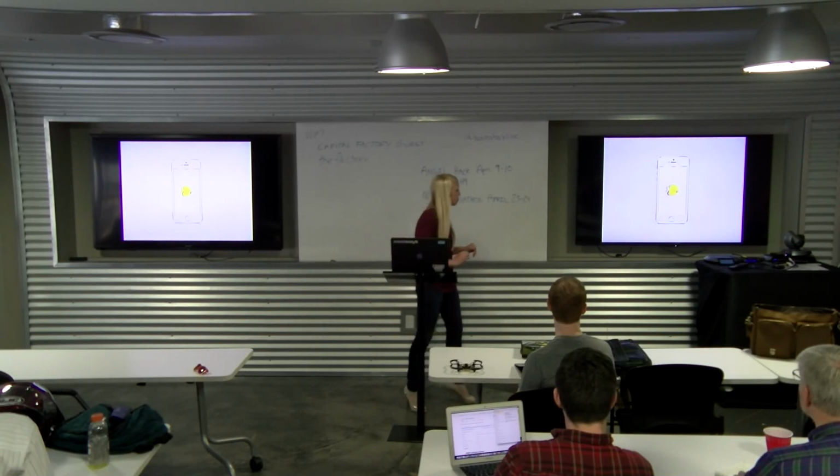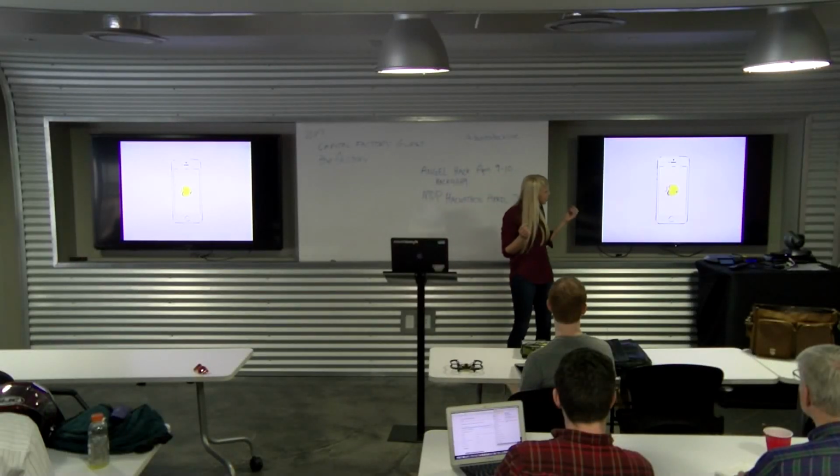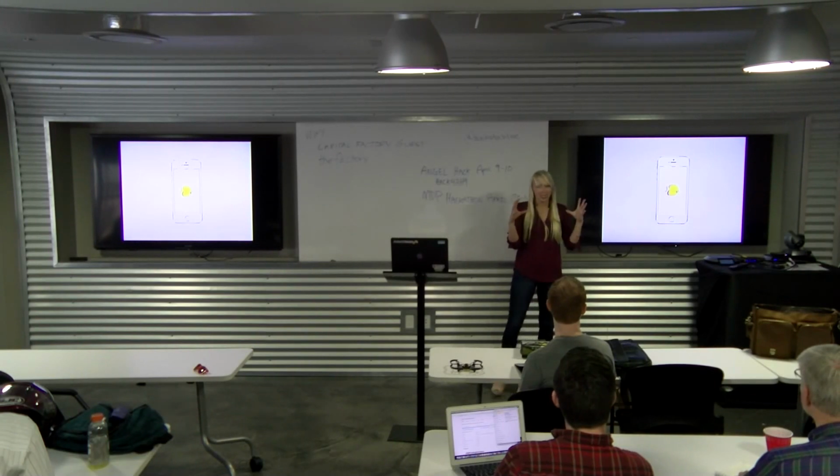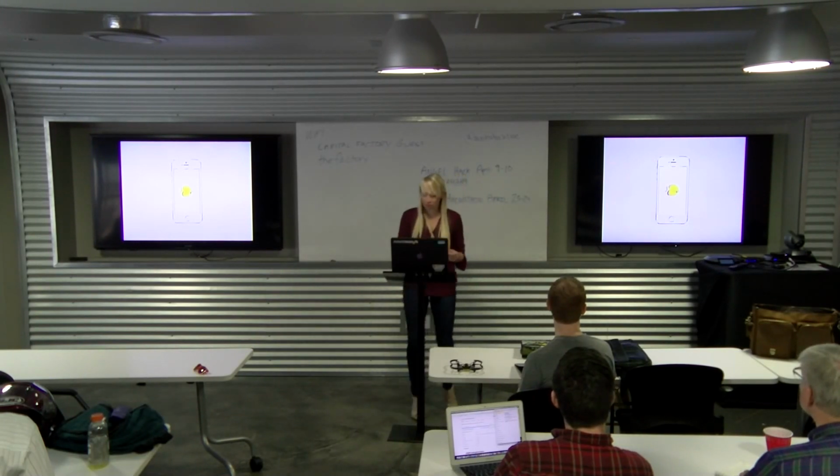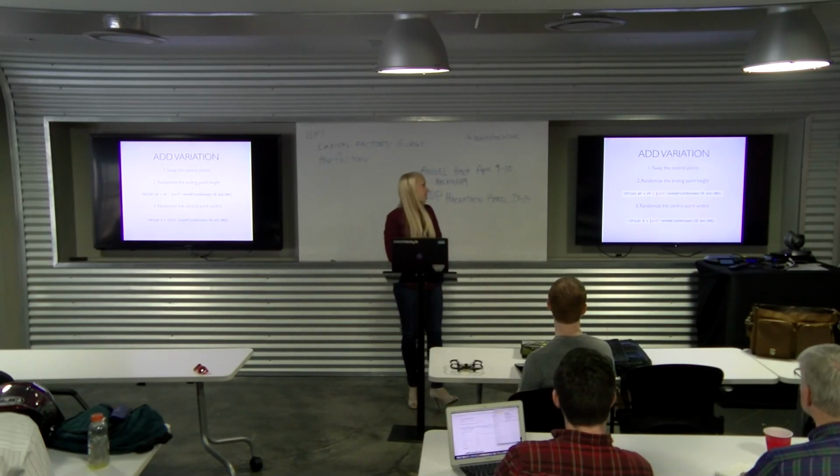So this is what we've got so far now. You can see the little bubble. You probably can't see it way in the back, but it gets up there and then it sort of expands and then disappears. So now all that we have left is add a little bit of variation to it.